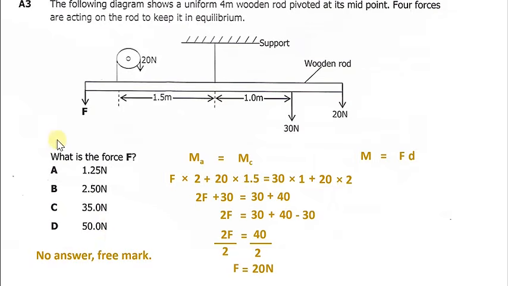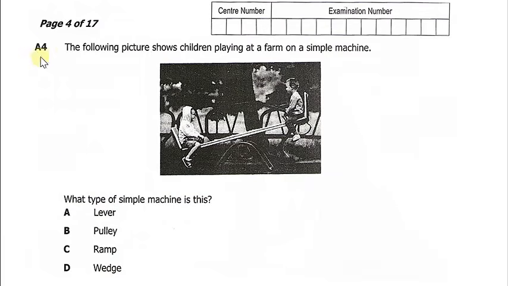All right, now let's move to another question, 4 here. They're saying the following picture shows children playing at a farm on a simple machine. Okay, this is a simple machine. If you can see it, we call it a seesaw. This is a child, this is a child. Here is a pivot, so they are swinging up and down like that. Then the question says, what type of simple machine is this? So this one is just a lever. Let's not waste time. This is a lever.